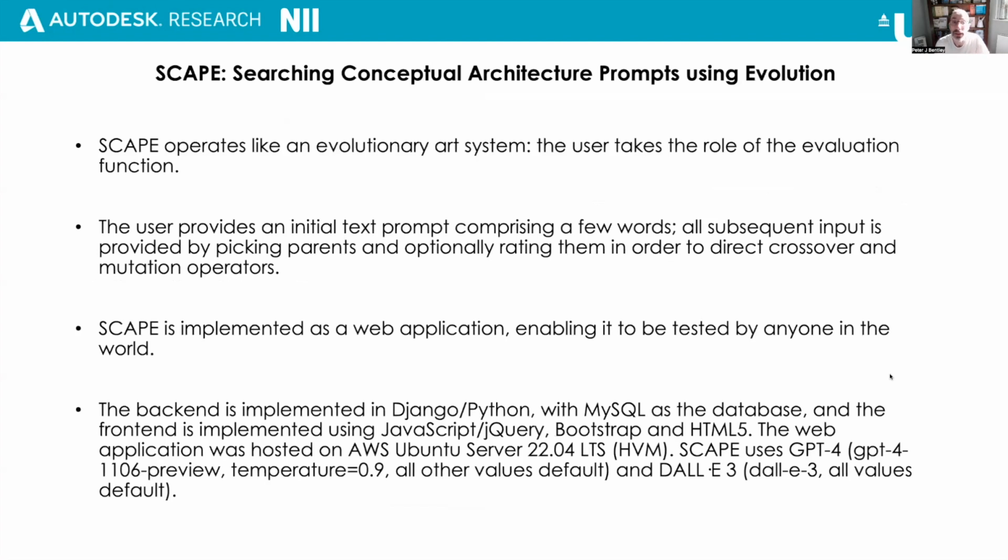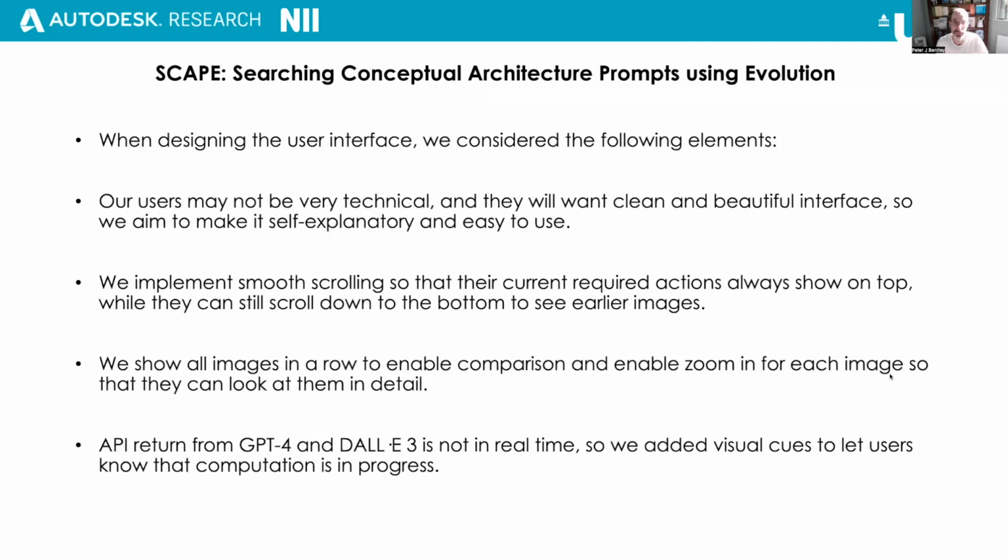So SCAPE operates a bit like an evolutionary art system. We present several options for the user, and they act like the evaluation function. They choose the ones they like as parents, which become mutated and crossed over to present the next generation. So there's no prompt engineering they have to do to evolve the prompts. The user provides an initial text prompt comprising just a few words. Everything else is done just by picking those images. So we implement it as a web application, and you can see the stack here. We're going to go into details. We considered these particular points when designing the user interface. Mainly, we want it to be easy to use.